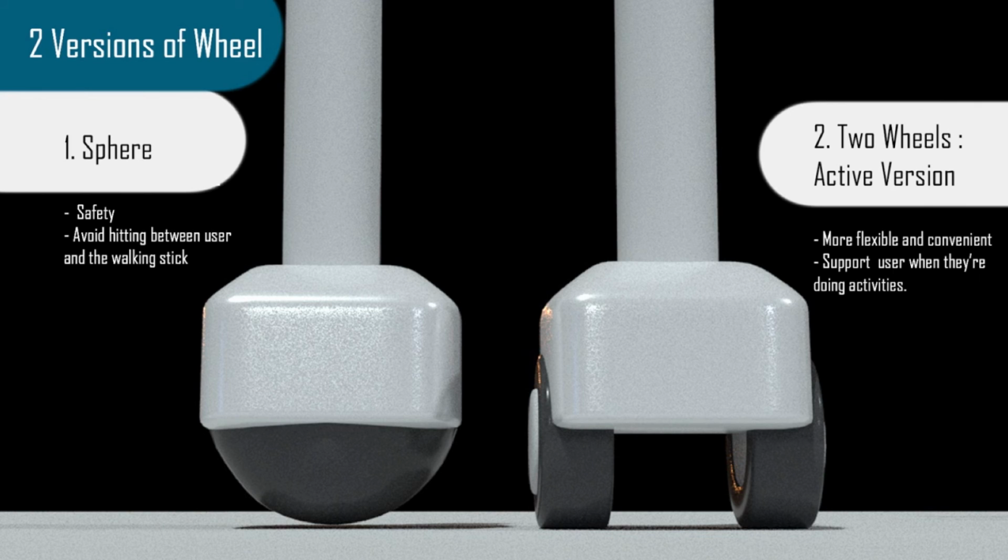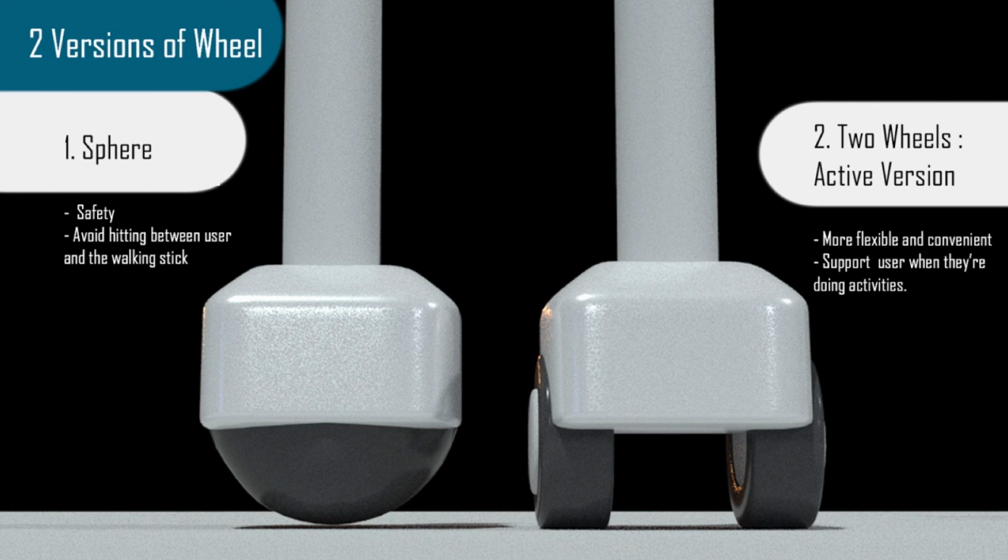The first version is a sphere. It is built with rubber and is in a round shape to ensure that the user will be safe if they get hit by the walking stick. Also, with this design, it will help blind people do certain activities more easily. For example, when they need to do tasks that require them to push or touch public facilities, such as opening the door or using the toilet, the sphere will help the user not to fall down.